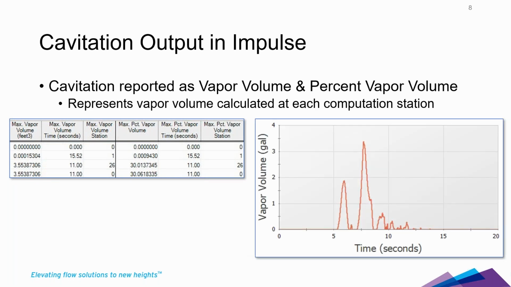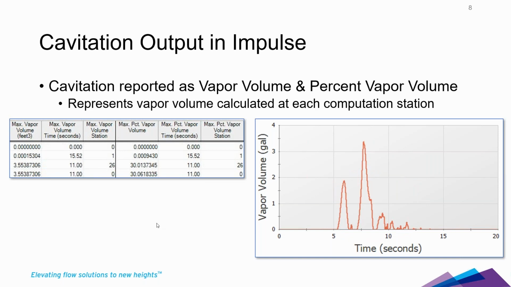Another way to evaluate cavitation is by looking at the vapor volume at a given pipe station. So here, if you were to look at this particular pipe, you would see that the maximum percentage the vapor volume grows to be is 30%. It looks like it happens at station 0, which is the inlet of that pipe. So you would look at the inlet of the pipe, and you can see how the vapor volume grows over time, and here's where it hits its maximum value.